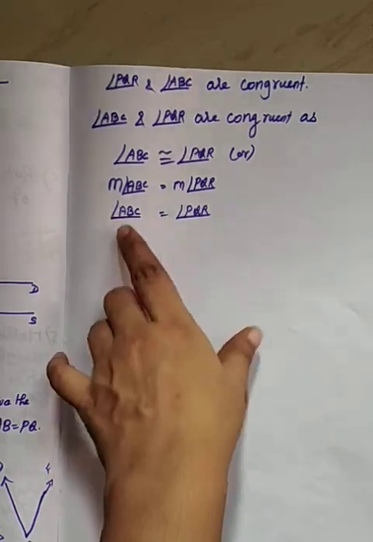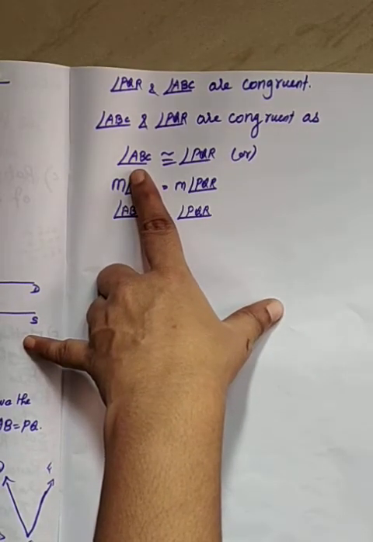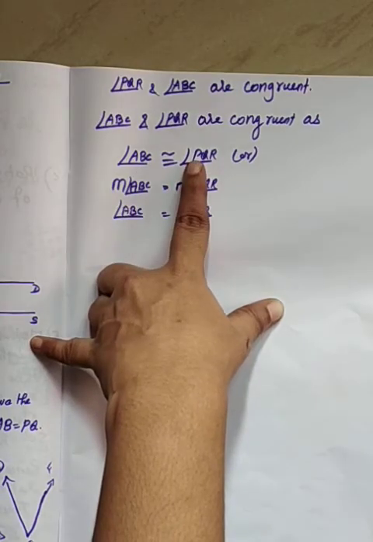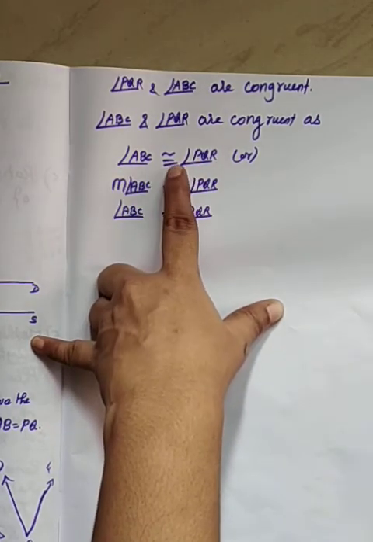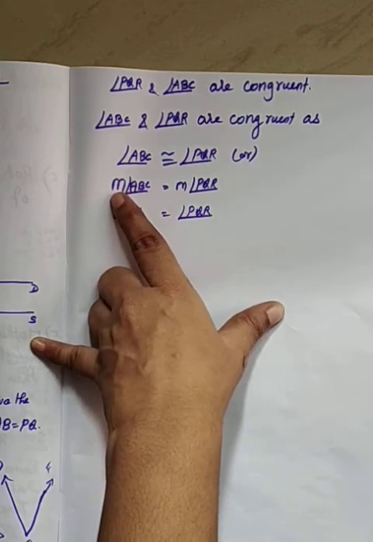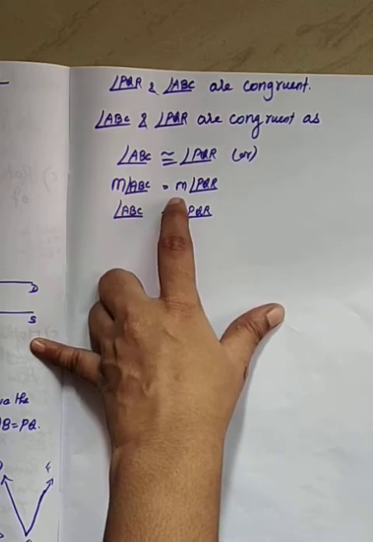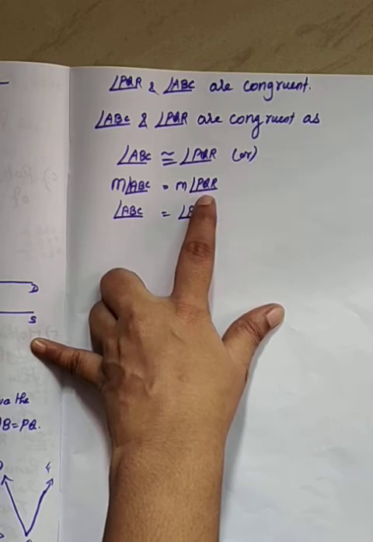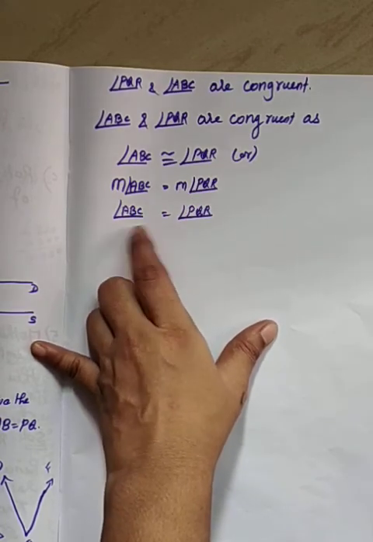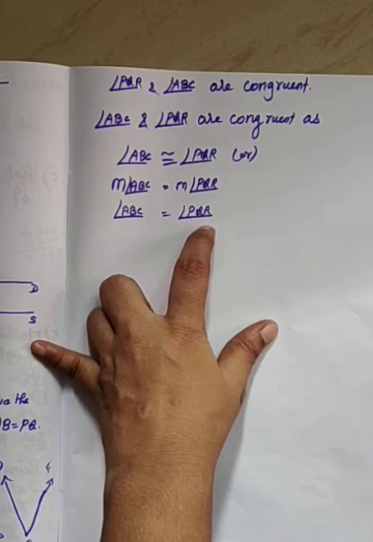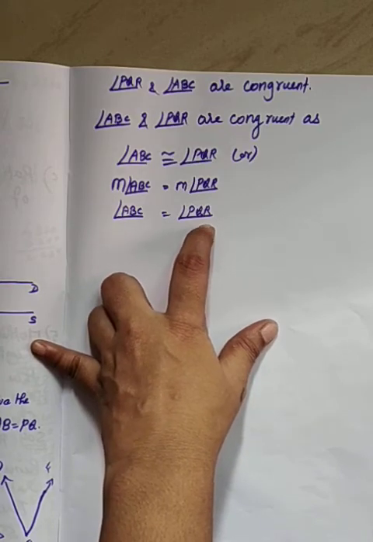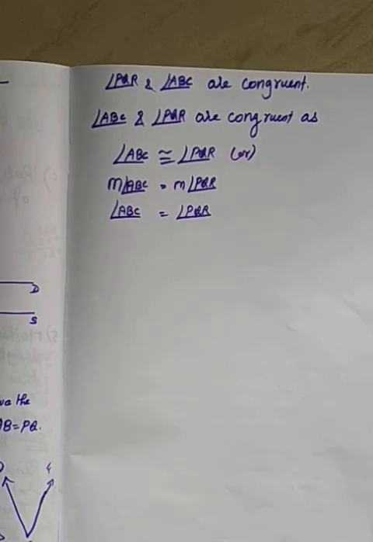So, using this symbol, we can write angle ABC and angle PQR are congruent. Or otherwise, same measure means you can write measure of angle ABC equal to M of angle PQR. This can also be written as angle ABC is equal to angle PQR, which means that the two angles are congruent. Okay, these are all the basic concepts of congruence of triangles.